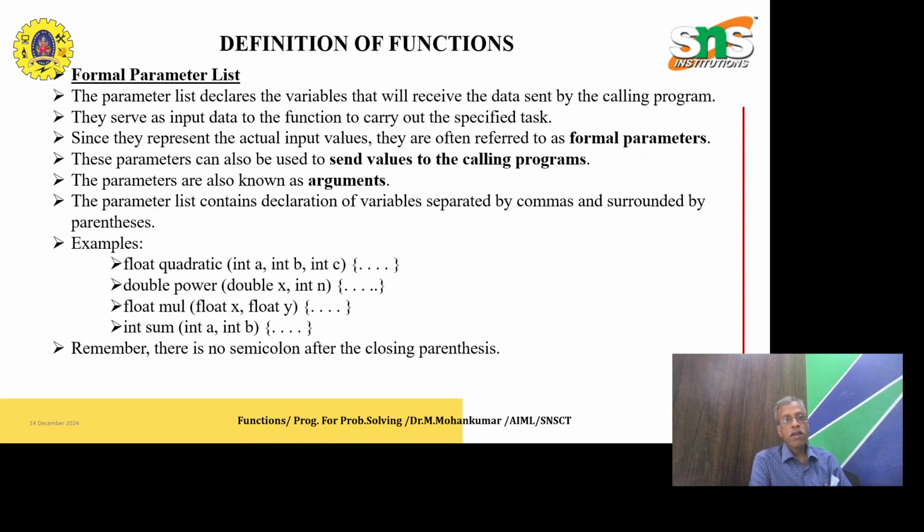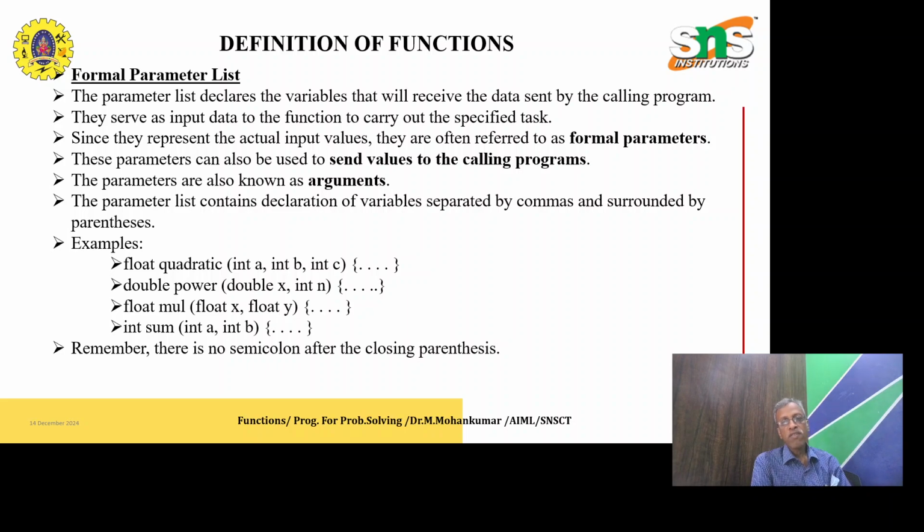Formal parameter list. It is a part of the function header. The parameter list declares variables that will receive the data sent by the calling program. They serve as input data to the function to carry out the specified task. Since they represent the actual input values, they are often referred to as formal parameters. These parameters can also be used to send values to the calling program. The parameters are also known as arguments. The parameter, we call it by the name of argument also.